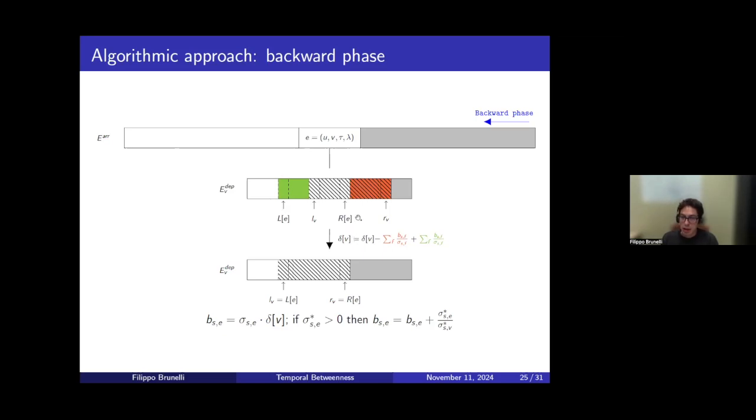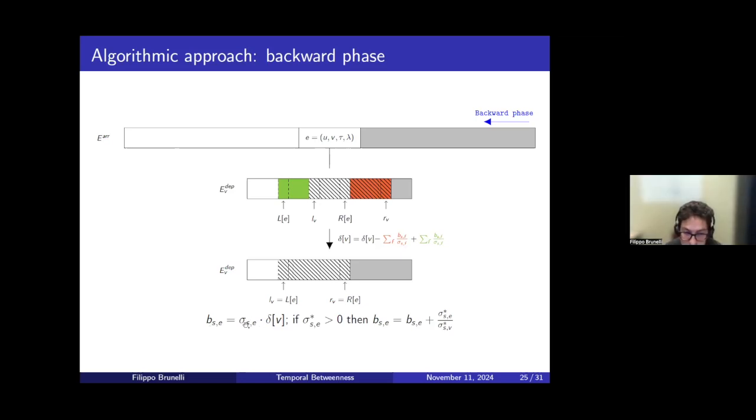So the temporal edges from RE to RV are not part anymore of the window that we are interested in. So we need to remove the dependency given by these edges. And then we need to sum the dependencies of the edges that are newly part of the window. And then we update all the indices. Once we do this operation, we can finally compute the betweenness of edge E from source S.